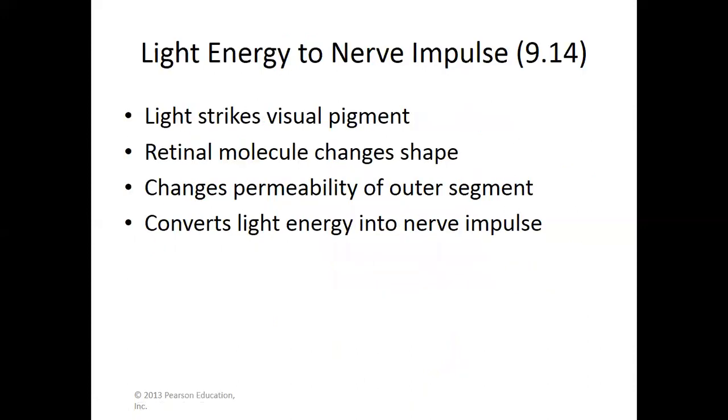So let's talk about how that happens. So light strikes the visual pigment, and there's a retinal molecule that changes shape. We're not going to talk much about that because it's a little complicated, but we are going to talk about how light passes through and how communication occurs between these cells. That basically changes the permeability of the membrane of the photoreceptor to ions. So ions are allowed to diffuse into the cell and depolarize the photoreceptor. And that basically converts that light energy into an action potential.